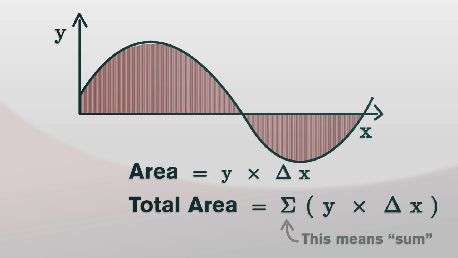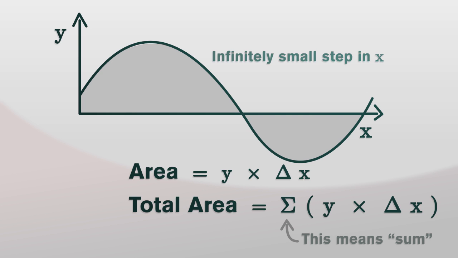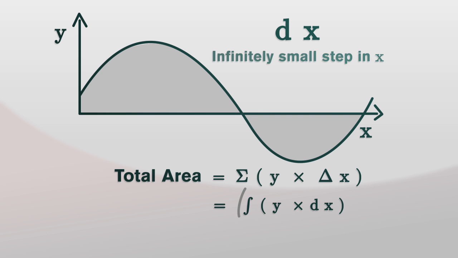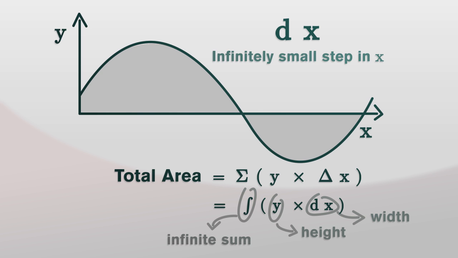Just like in the Introduction to Calculus video, the delta x is getting infinitely small. To represent an infinitely small step in x, we use dx. But as the rectangles become infinitely thin, there also becomes infinitely many of them. So we replace the sigma with a new symbol called the integral symbol. This is to represent that it's an infinite sum. We call this the integral of y times dx. And it means the infinite sum of rectangles of height y and width dx.